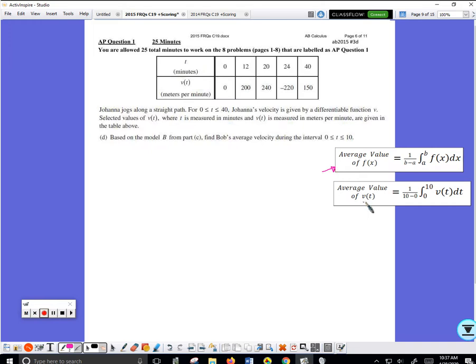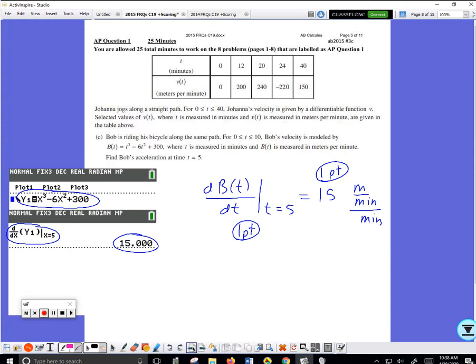So I'm finding the average of V, so I'm going to integrate V. And don't forget to multiply by 1 over 10, because the time interval is from 0 to 10. So I write 1 over 10, integral from 0 to 10 of V. V is the formula on this previous part, so t cubed minus 6t squared.